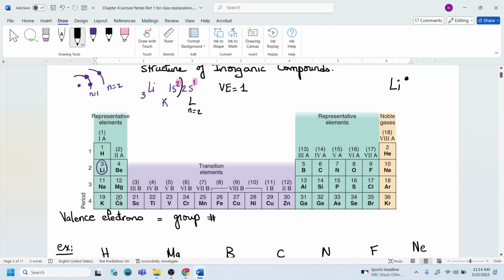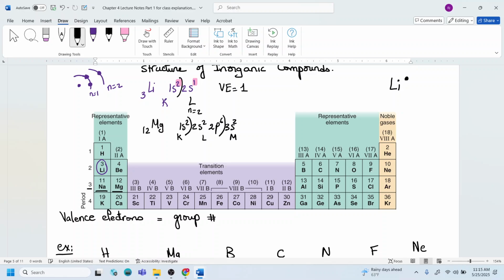Let's consider, for example, magnesium. Magnesium has an atomic number of 12. If we want to write the electronic configuration, it is 1s2, 2s2, 2p6, and it is supposed to end in 3s2. Then the n equal to 1 is completely filled and n equal to 2 is completely filled. This is the K and this is the L.